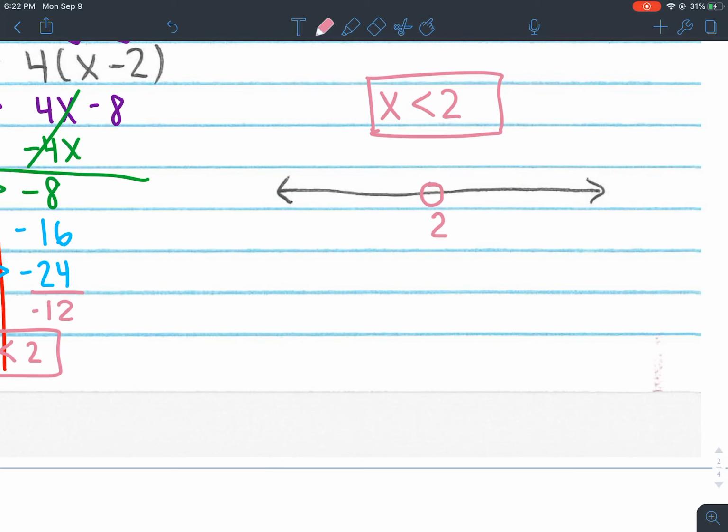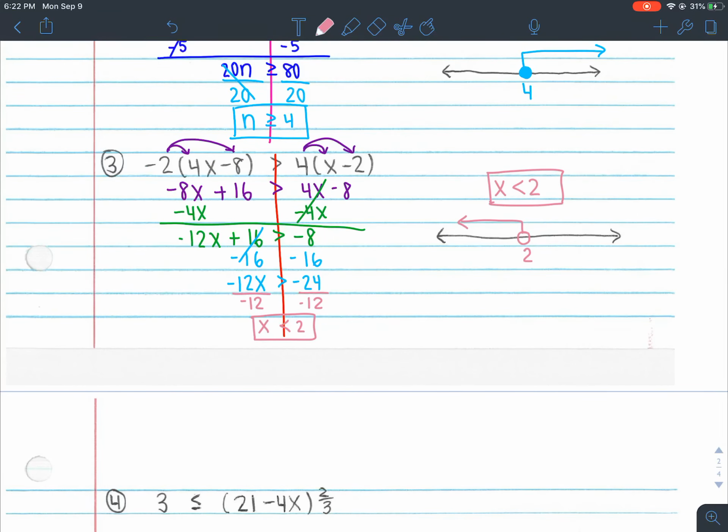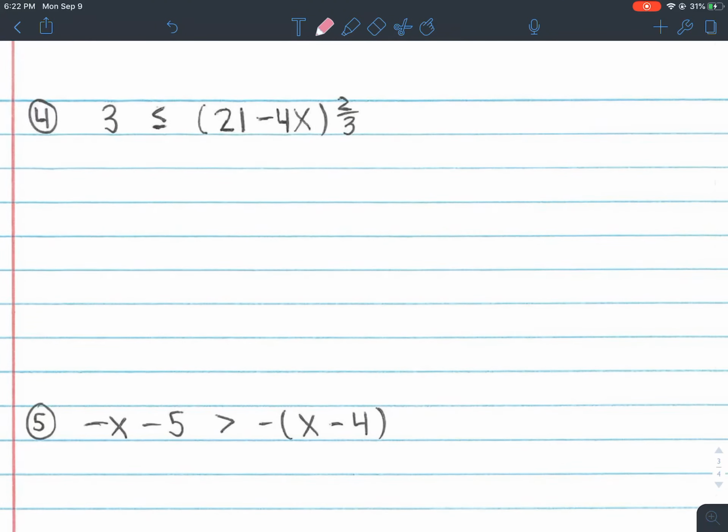Well, if it's a less than sign, all the numbers less than 2 are to the left. Whoops. Ugh. I'm not happy with how I'm writing this line at all. Okay, there we go. All right, moving to number 4.